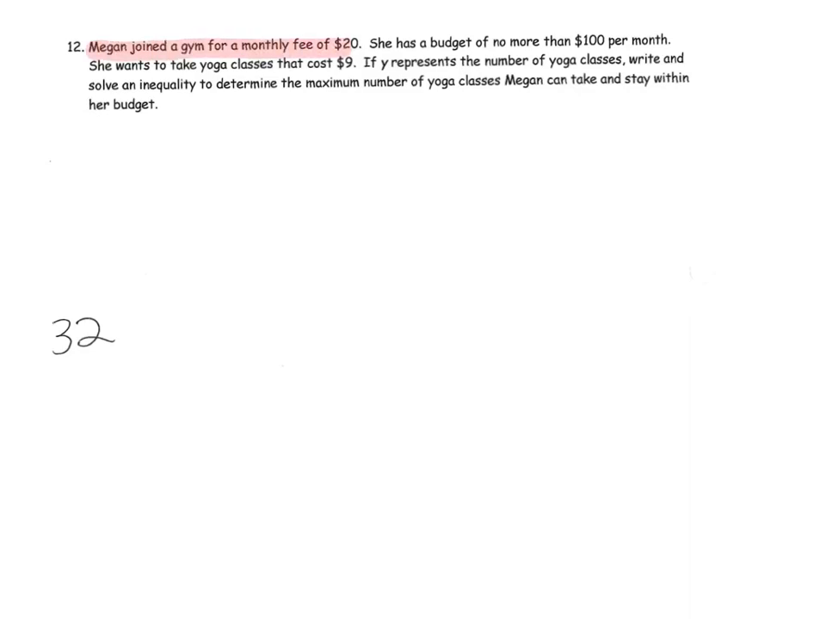Megan joined a gym membership for a monthly fee of $20. She has a budget of no more than $100 per month. Guys, you need those context words. No more than is less than or equal to. She also wants to take yoga classes for $9. Y is going to represent the number of yoga classes. We're going to write and solve an inequality to find the maximum number of yoga classes she can take while staying within her budget.